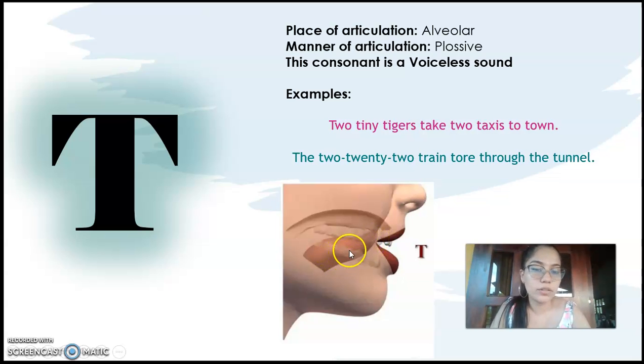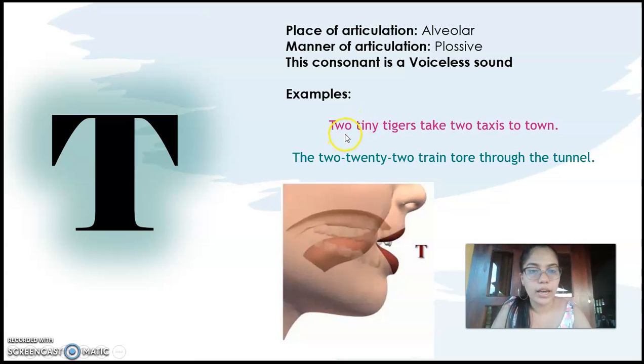So the correct pronunciation of this sound is T. The tongue is behind the front teeth. So the pronunciation is T. Also, this consonant is a voiceless sound because at the moment that you pronounce it, there is no vibration, so it's a voiceless sound.